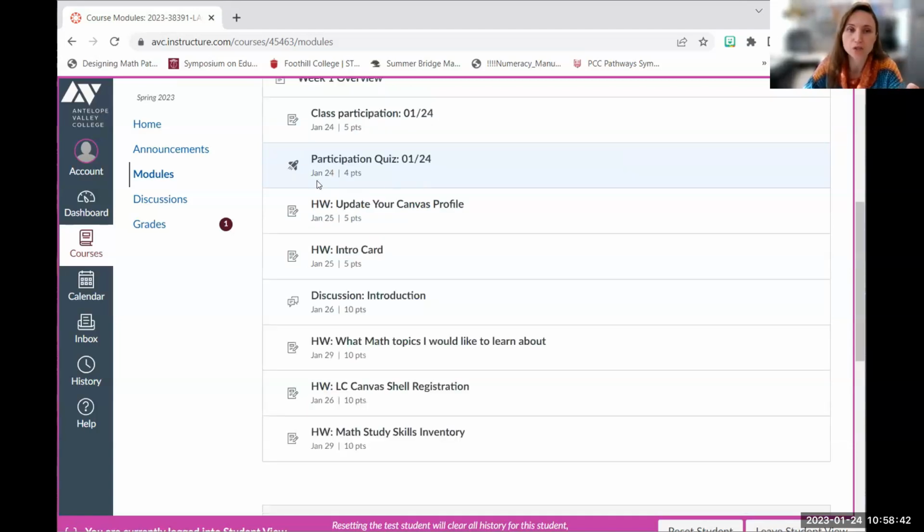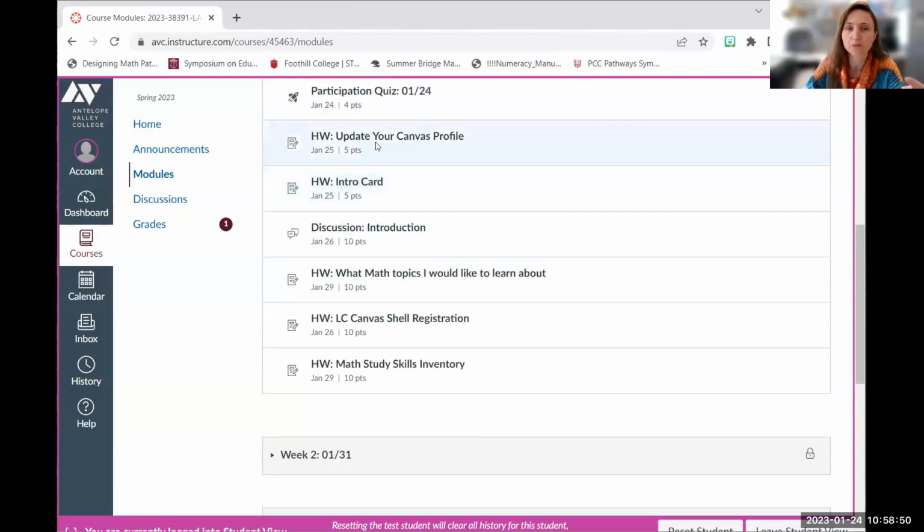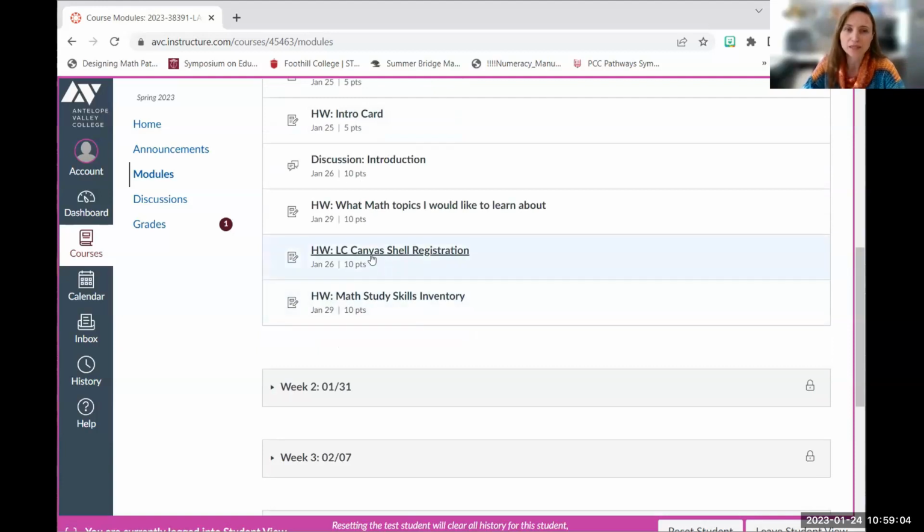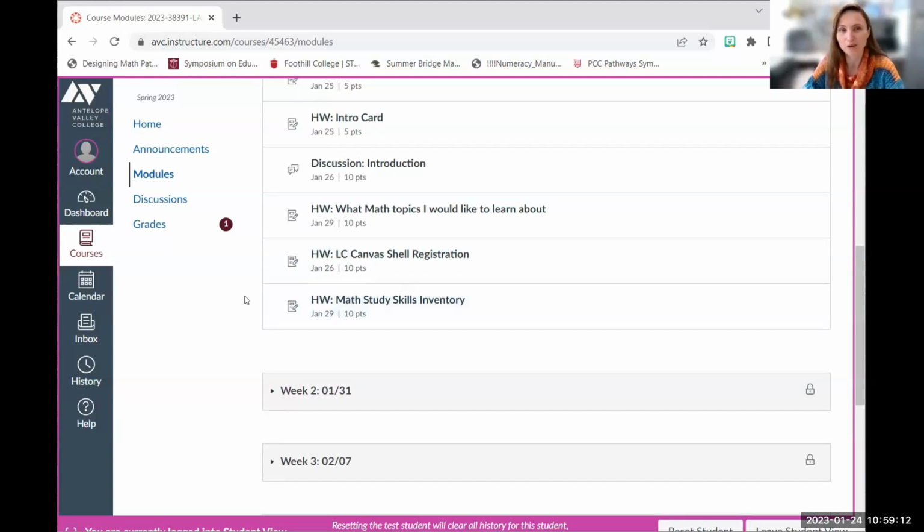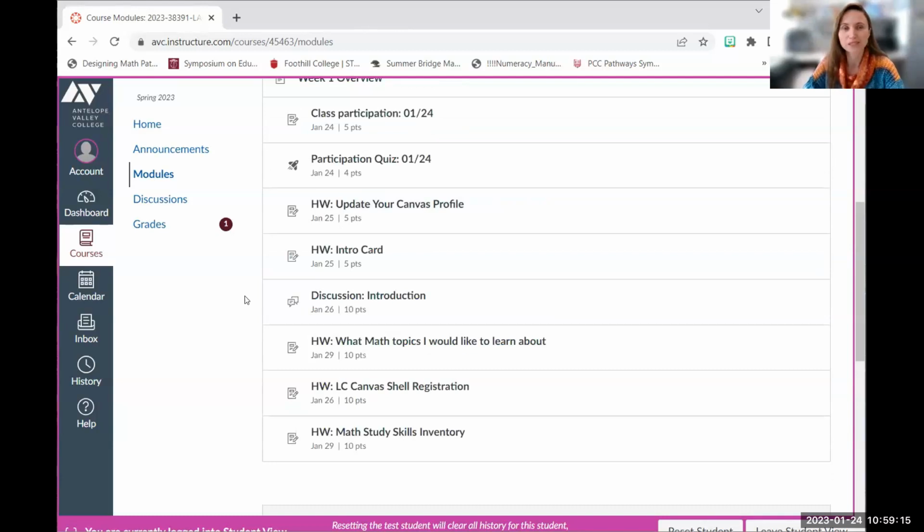And all assignments, you notice that they have some due dates. There are 2 assignments: the participation that's due today, updating your Canvas profile due by tomorrow, and the introduction card due by tomorrow. But if you have time today, just do them when you have time. The earlier, the better, right? Just get it out of the way. And then we have the assignment, the Learning Center Canvas Shell registration, and finally, complete the math study skills inventory. As you see, all fun assignments, all assignments that will be helpful in the future.